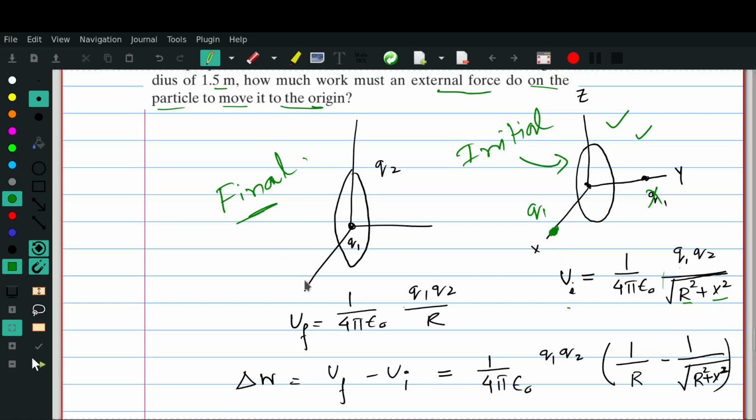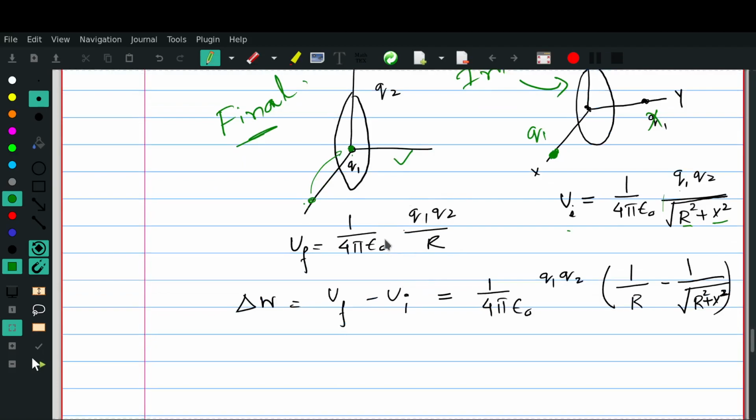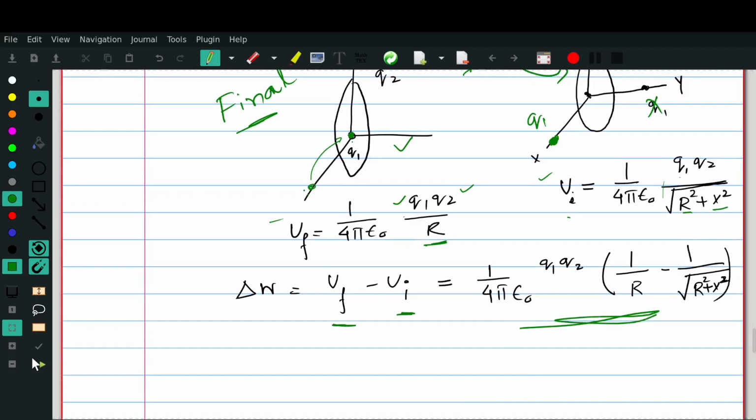And finally, our charge moves to the origin, and we have to find the work done on the charge to move it from here to here. For this configuration, it is very easy: we just do q1 q2 by r. We know the initial and final configurations, so the work done is the final potential energy minus the initial potential energy. This is the expression, and you can plug in all of the values of q1, q2, r, etc.